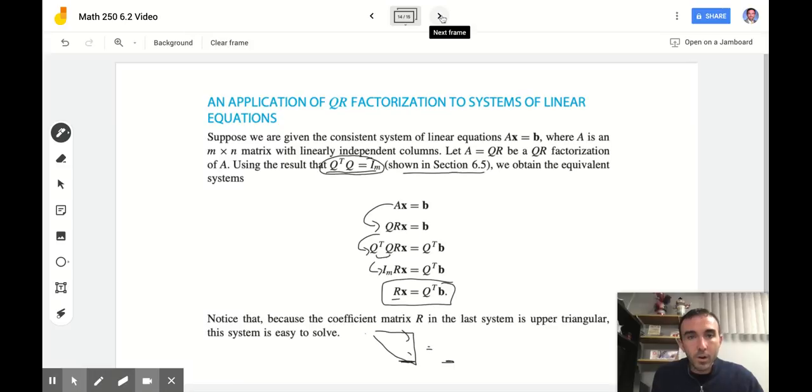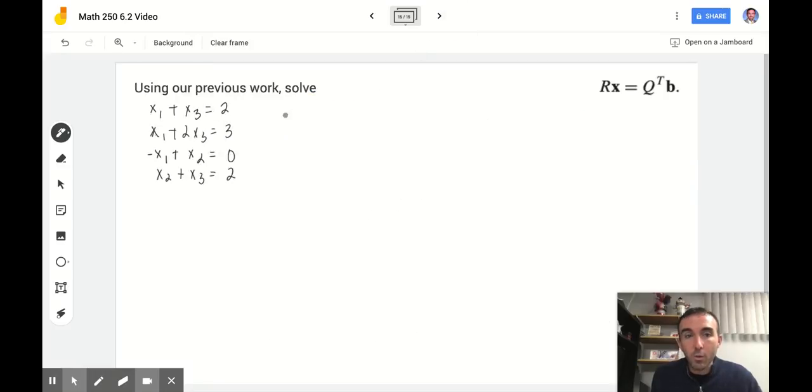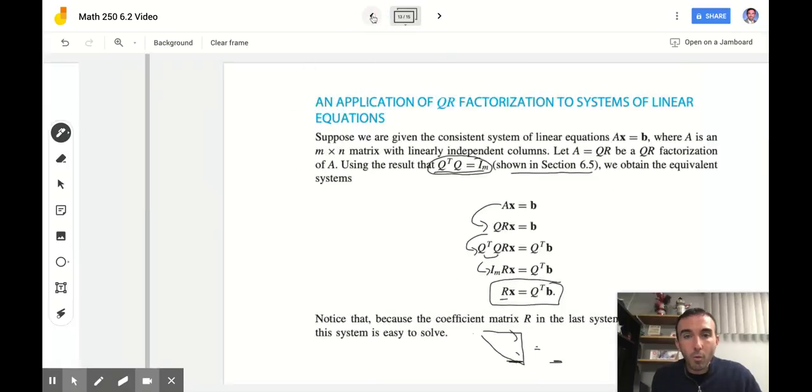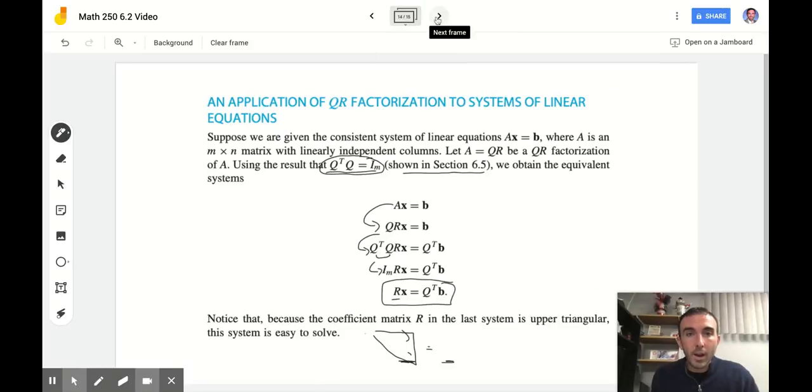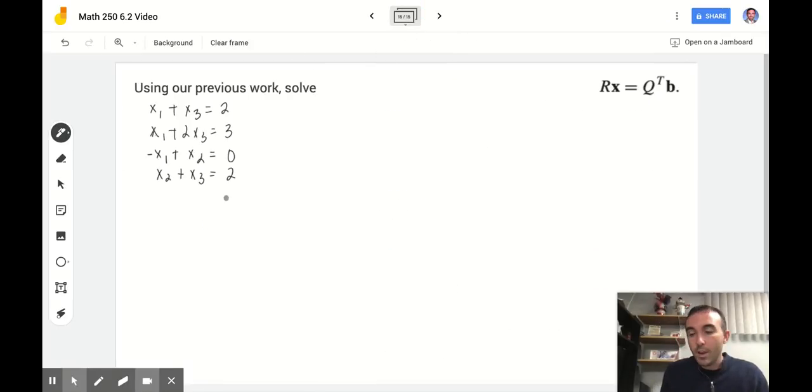What we're going to do, just for the sake of not redoing a whole problem, is take our system from before and our matrix A from before, and make a system out of it. So I did 1x1 plus 1x3, 1x1 plus 2x3, negative x1 plus 1x2. I took it out of matrix form and just wrote it out as a system. And I made up a random solution here, B, of 2, 3, 0, 2.